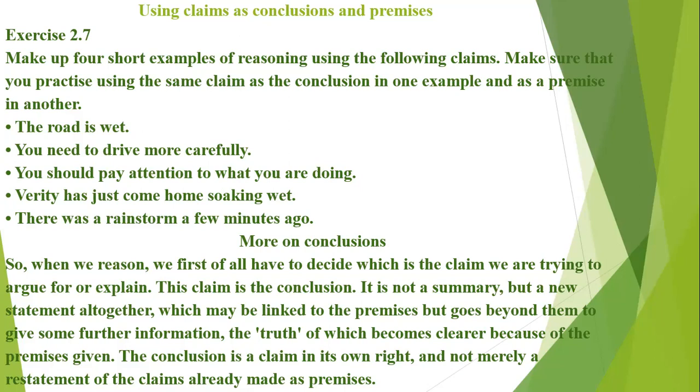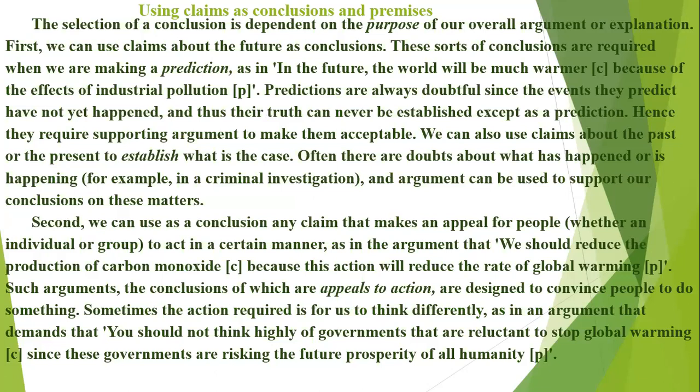More on conclusions. So, when we reason, we first of all have to decide which is the claim we are trying to argue for or explain. This claim is the conclusion. It is not a summary, but a new statement altogether, which may be linked to the premises but goes beyond them to give some further information, the truth of which becomes clearer because of the premises given. The conclusion is a claim in its own right, and not merely a restatement of the claims already made as premises. The selection of a conclusion is dependent on the purpose of our overall argument or explanation.